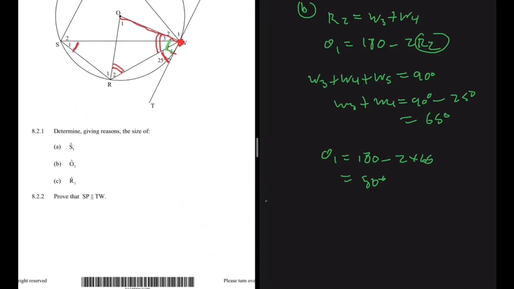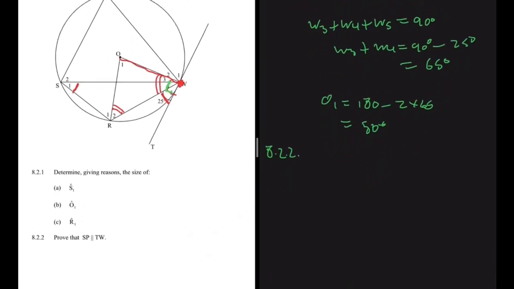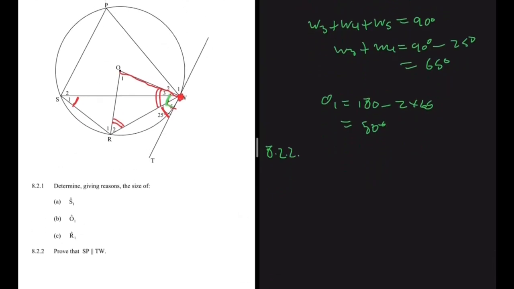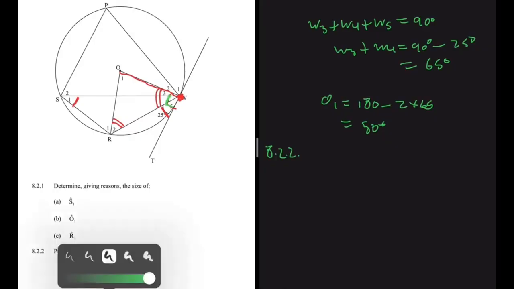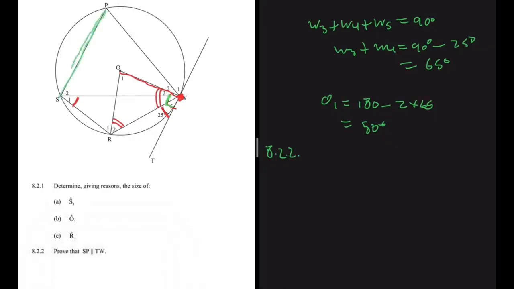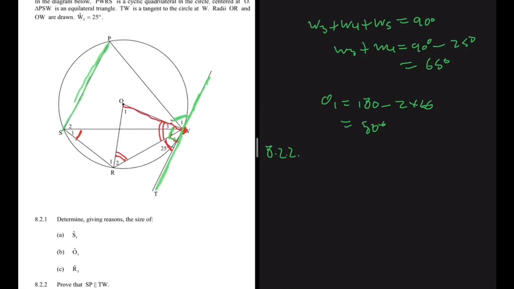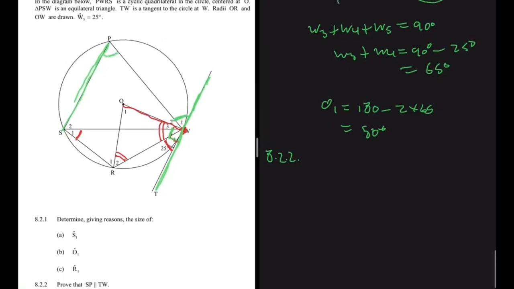And now let's do 8.2.2. 8.2.2 says, let's prove that SP is parallel to TW. So we're proving that SP is parallel to TW. Obviously, we don't have coordinates here, so there's no way we're going to be calculating the gradient. We have to do that using angles some way, somehow. So if these two lines are parallel, then this angle here, W1, should be equal to this angle P here.